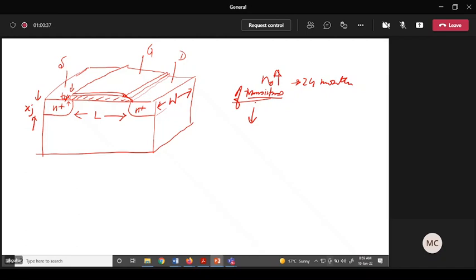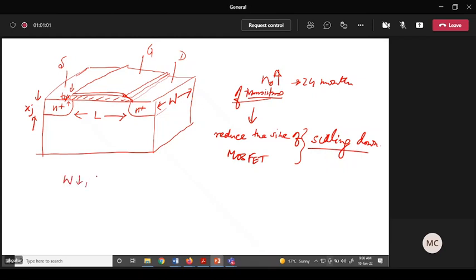That means we need to reduce the size of the MOSFET. That is also known as scaling down of MOSFET. So what do I have to do? I have to reduce W, that is the MOSFET width, the MOSFET length, the thickness of the oxide, the junction depth of source and drain, and so on. We need to reduce it, right?